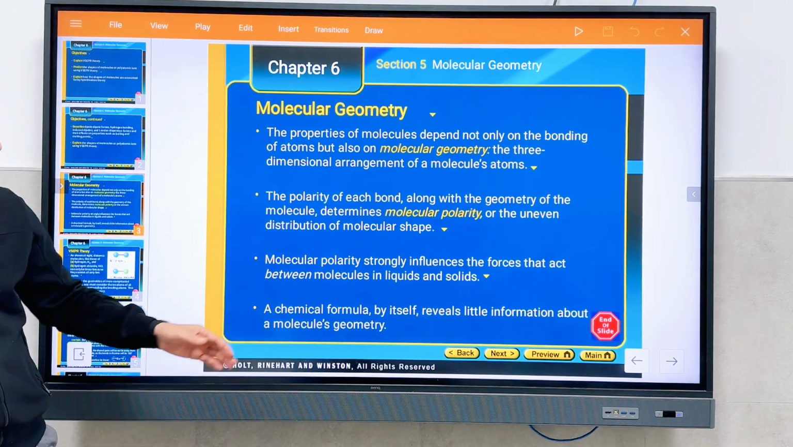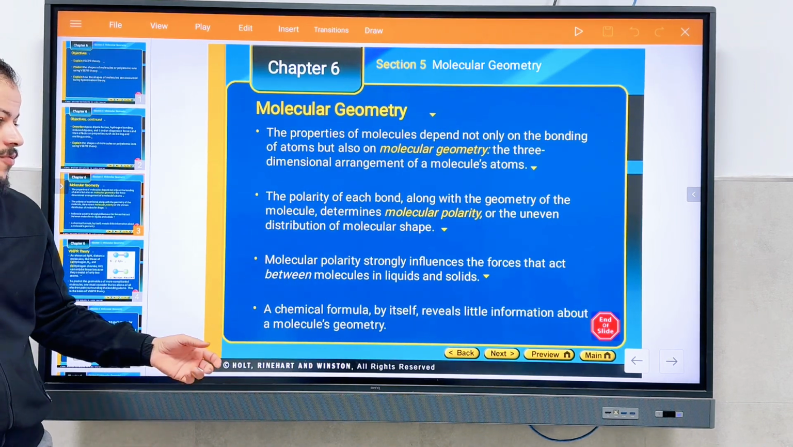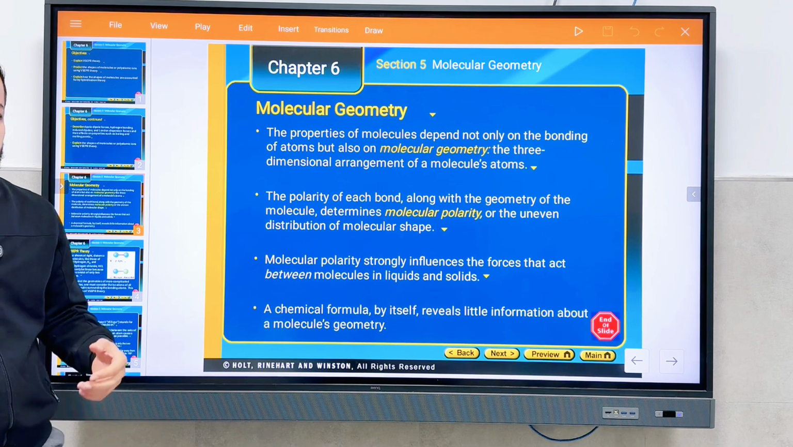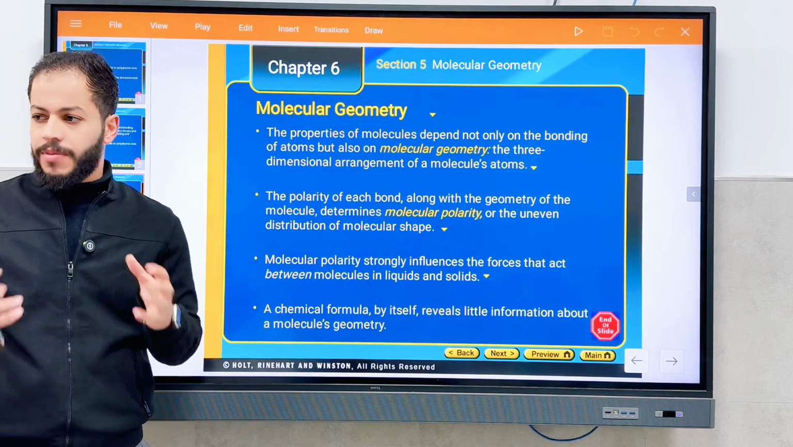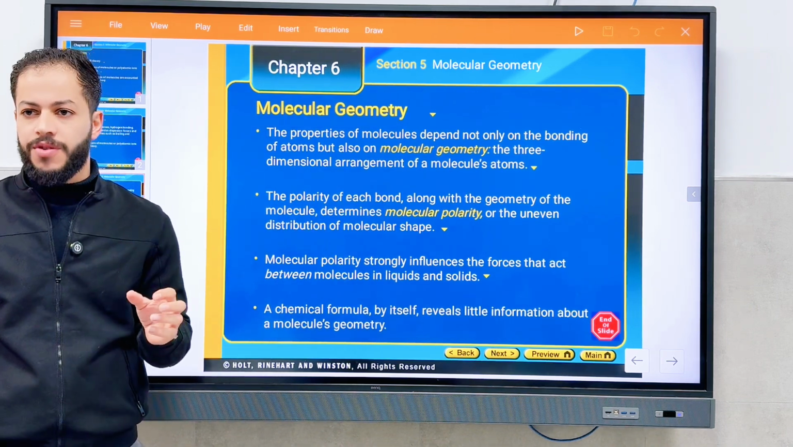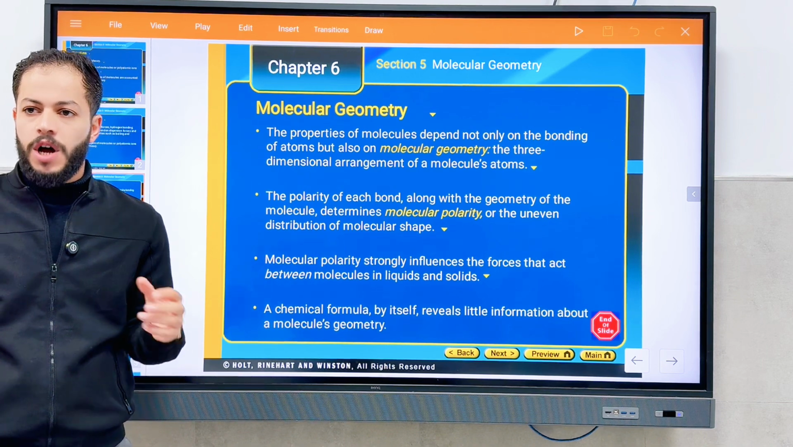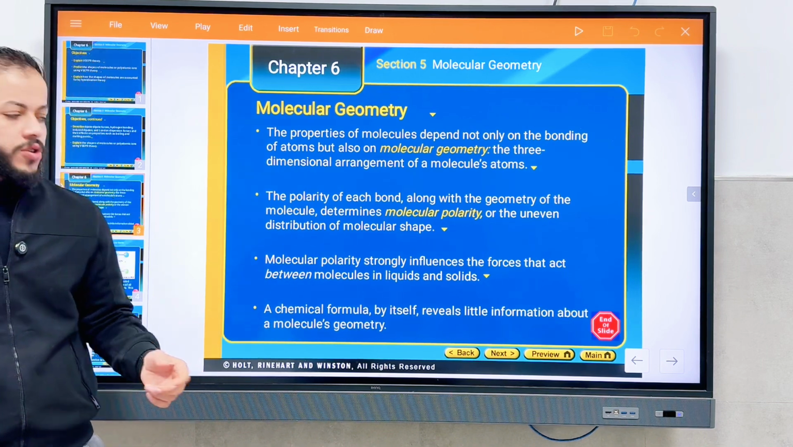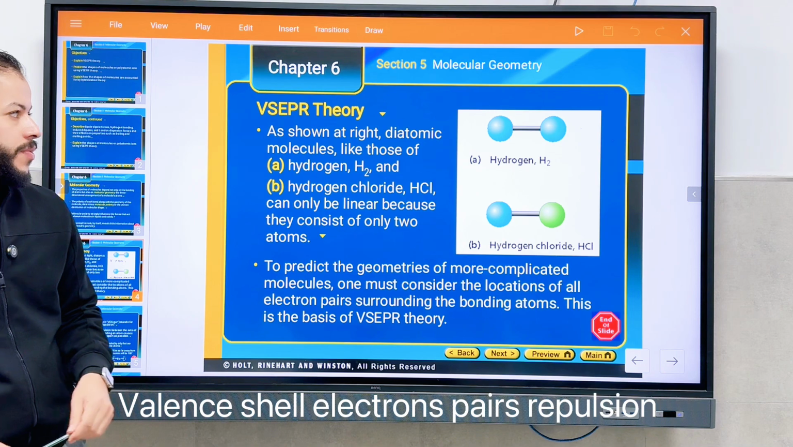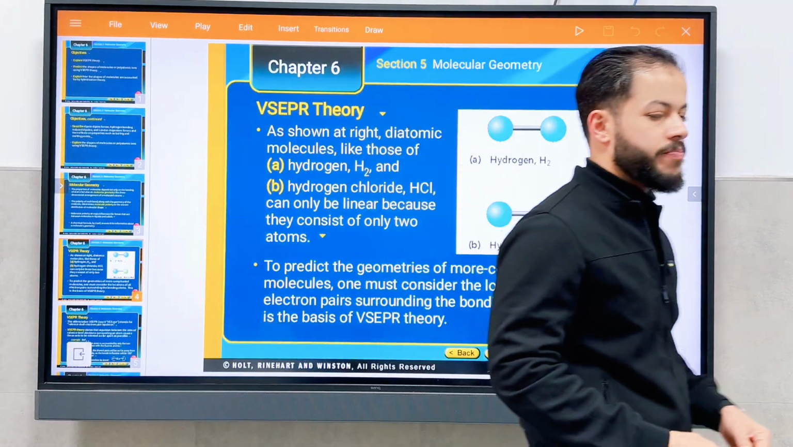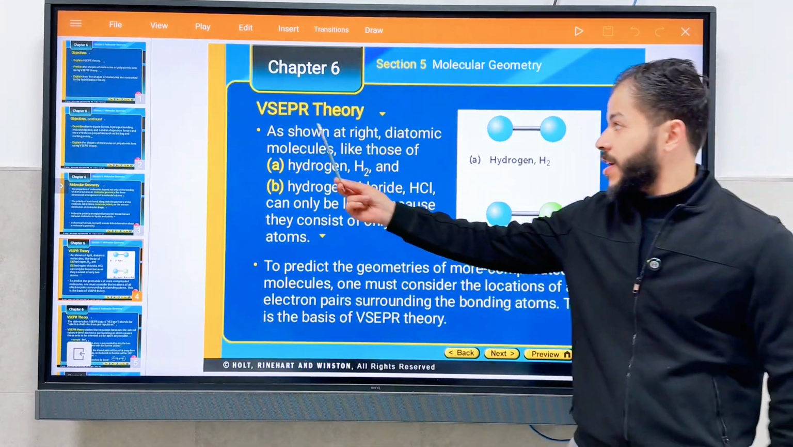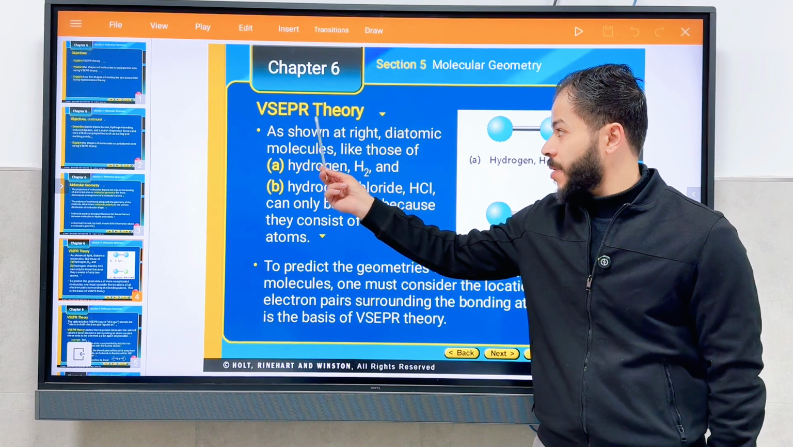A chemical formula by itself reveals little information about the molecular geometry. So we try to figure out how we could determine the geometry from the chemical formula. First is the valence shell electron pair repulsion theory.